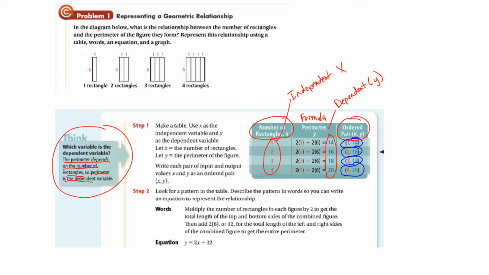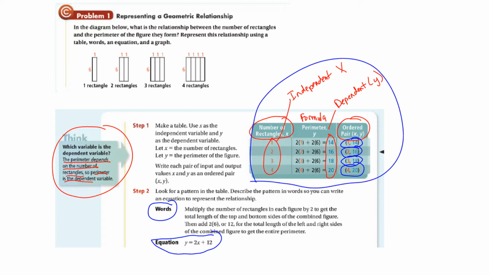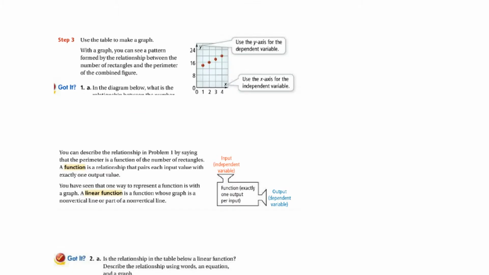We can then see that we have a certain equation that we use, y equals 2x plus 2. We have the words that we can use to describe it. We have our table. And then next we're going to look at our graph. Now we can see step 3. We use the table to make the graph. So we've used a table, words, an equation, and a graph to all represent the same relationship.